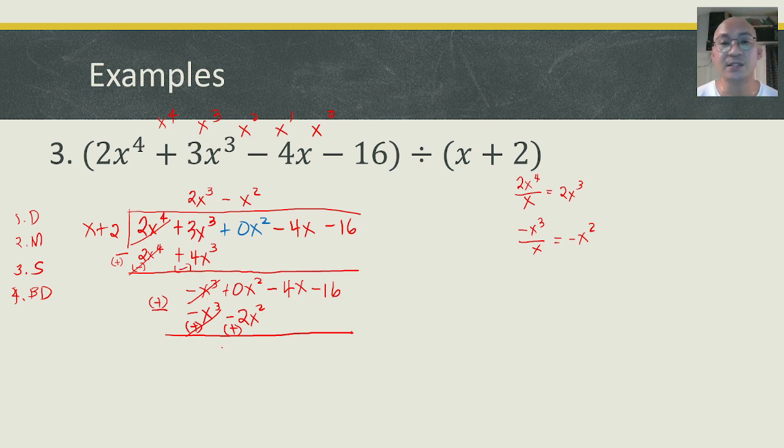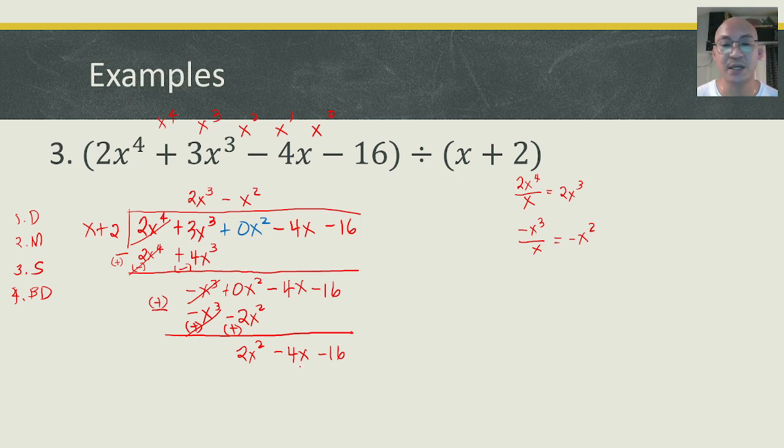If in case your answer is not 0 on that first term, then there's something wrong with the process that you're doing. So take a look back and make sure that it should always be a 0. Then 0x squared plus 2x squared is 2x squared. Then the last step is to bring down 4x minus 16.